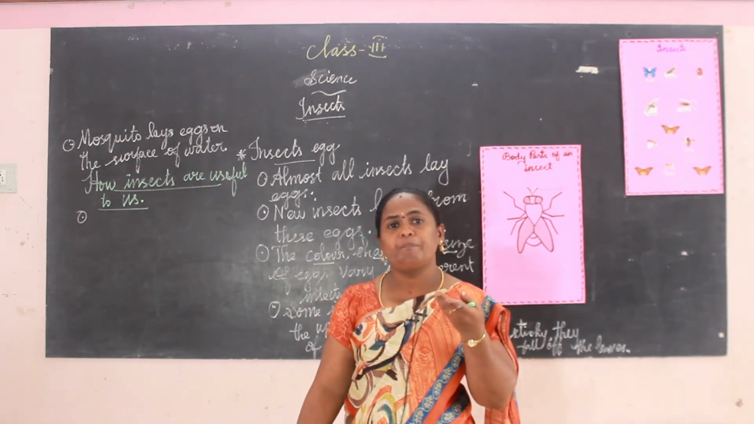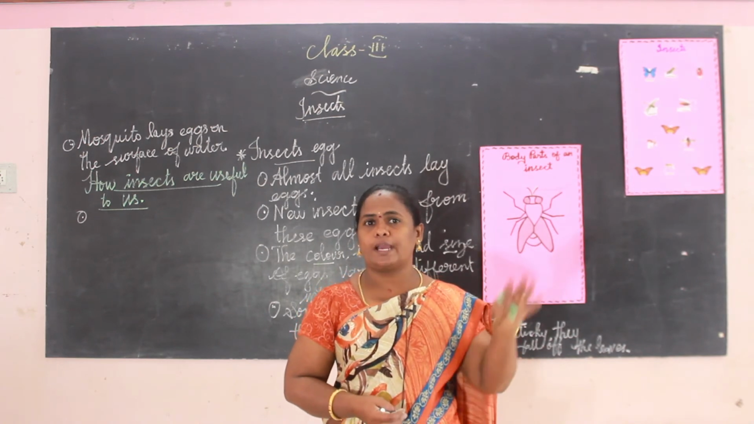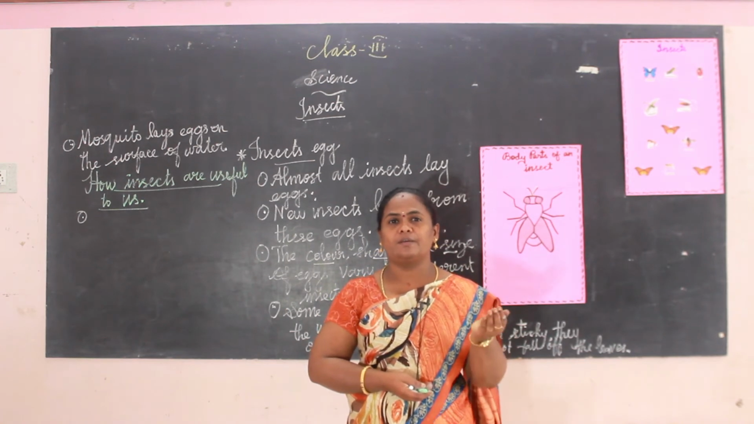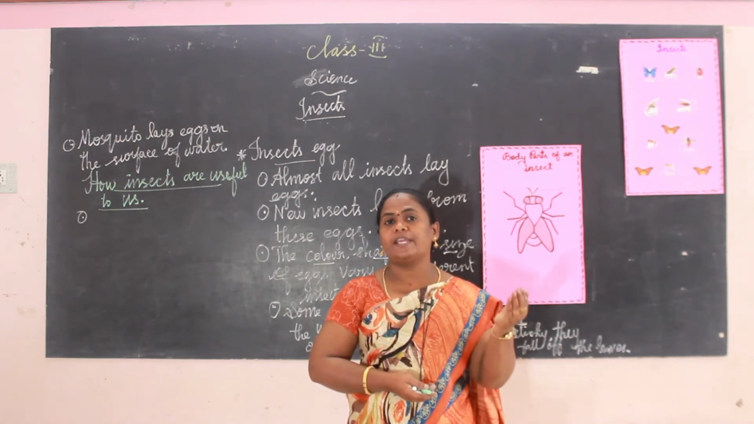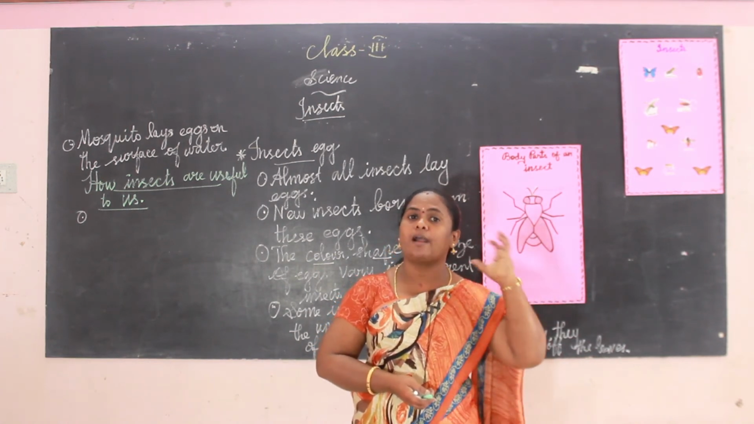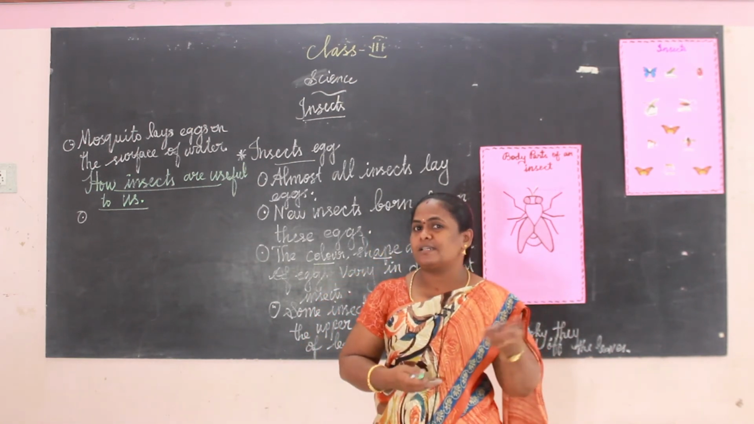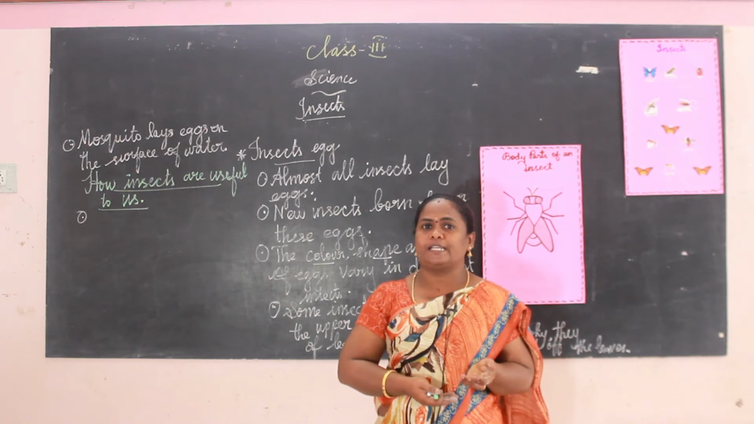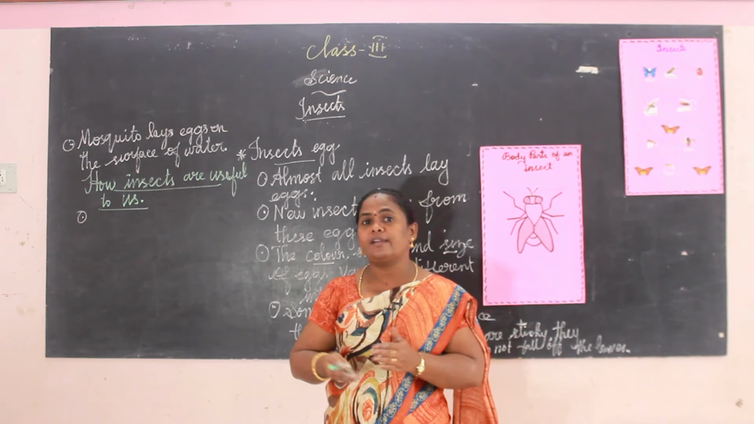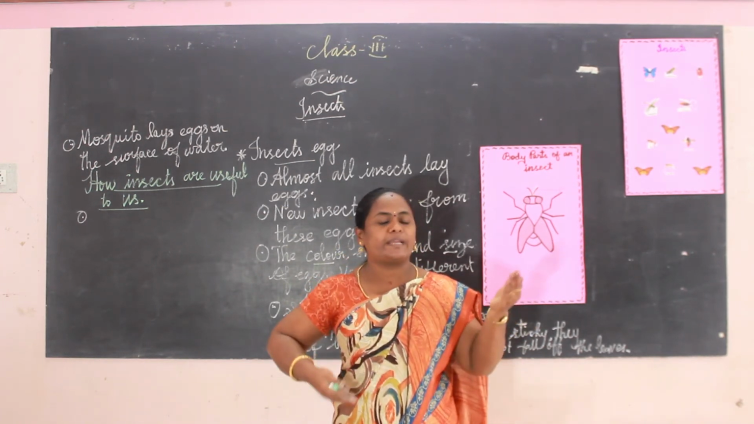Honeybees suck nectar from flowers. Nectar is a sweet liquid found in flowers. So honeybees collect nectar from flowers, and from that nectar they make honey and bee wax. Honey is used as a sweet food product, and honey has so many medicinal properties. Bee wax is used as a polish for wood and leather, and for making candles.